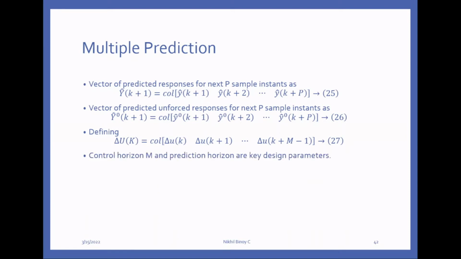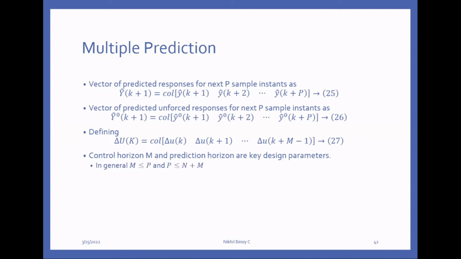Okay. Now the control horizon m and the prediction horizon p are the key design parameters. Please note, while designing the model predictive controller, the two important key parameters are m and p. In a later section we will discuss how to select them, or what are the selection criteria of m and capital P, or whether there is any constraint. That we will discuss in our last section.